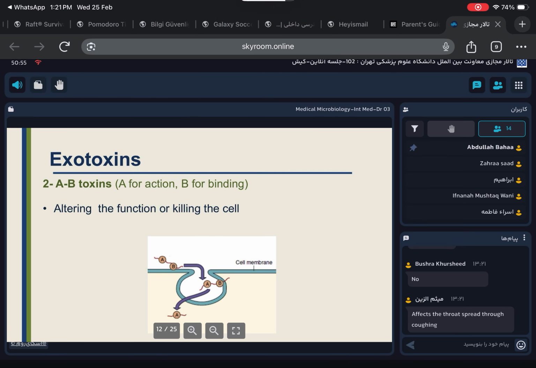So another group of exotoxins are AB toxins. They have two main parts, A and B. A stands for action, and B stands for binding. Exotoxins are categorized as two types. Some exotoxins just alter the normal function of the cell. But some exotoxins just kill the cell. Okay, so we have these two types of exotoxins.